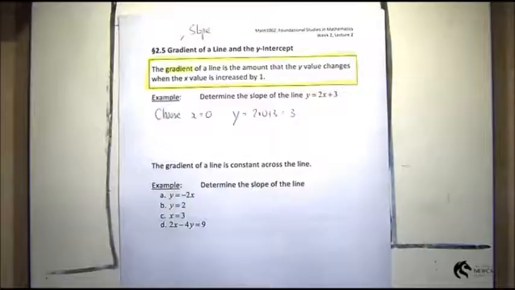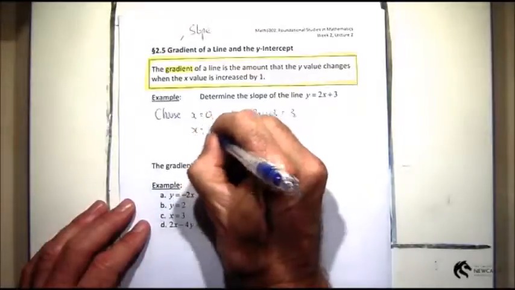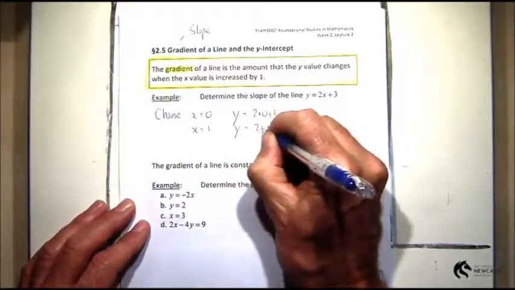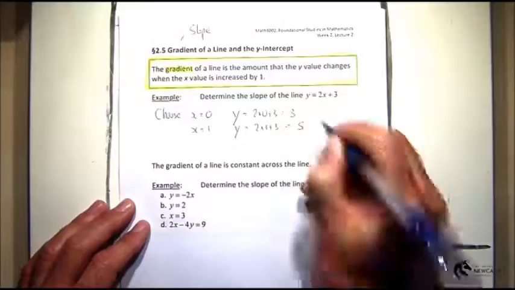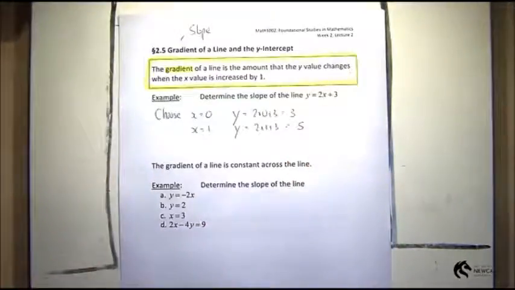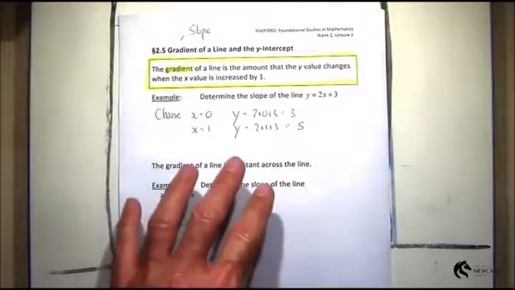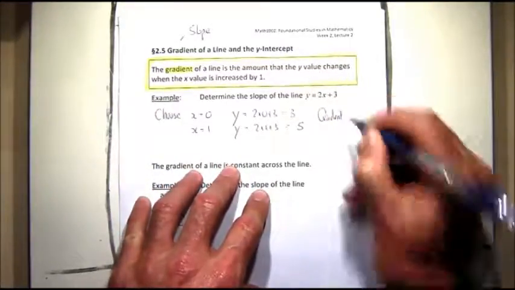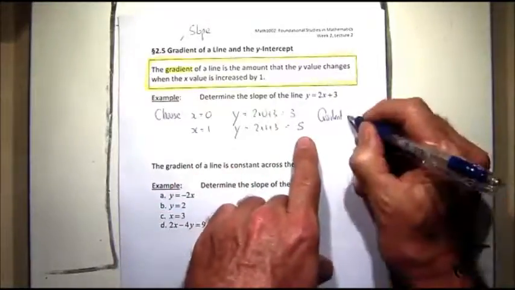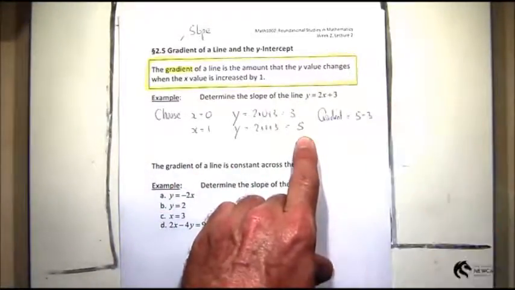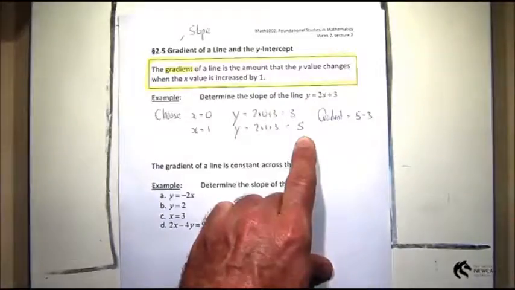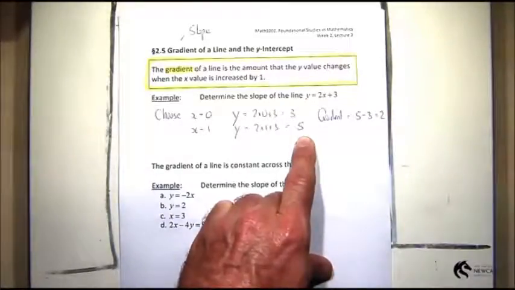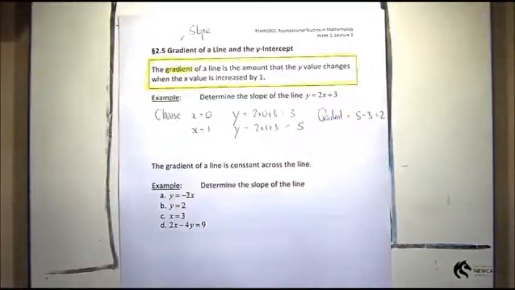That's good. Now, I want to increase the x value by 1, so now I'm going to choose x equal to 1, and when I do that I get 2 times 1 plus 3, and now I get 5. And so my slope, my gradient, and so the gradient is the amount that the y value has changed. So it has changed from 3 to 5. So it has changed by 2. So the gradient of this line is 2.